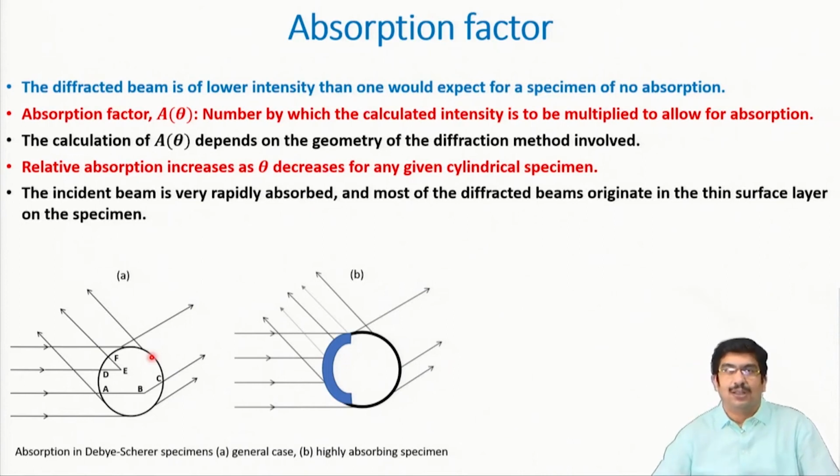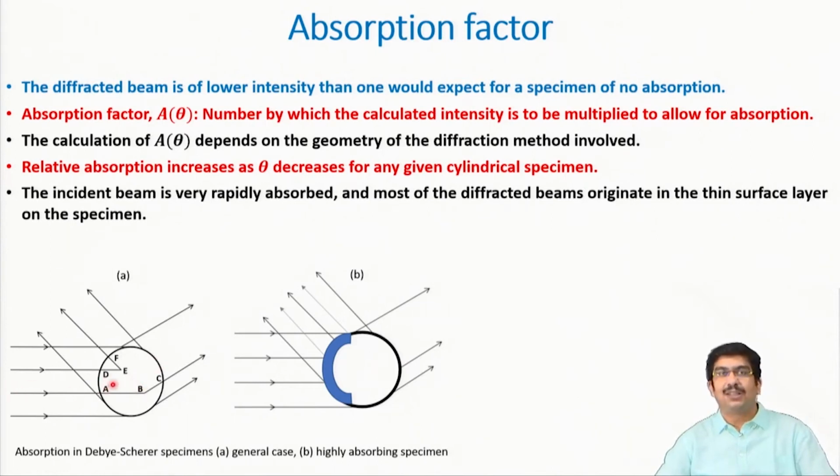Now, why is it so? This is because if we see this cylindrical material, the incident beam is entering here, and then it is getting diffracted at different scattering angles, different 2 theta values. For different 2 theta values, the amount of path that the incident ray and the diffracted ray have to travel within the specimen varies depending on theta.